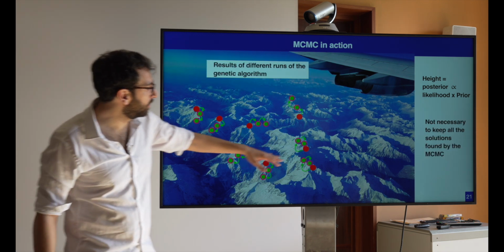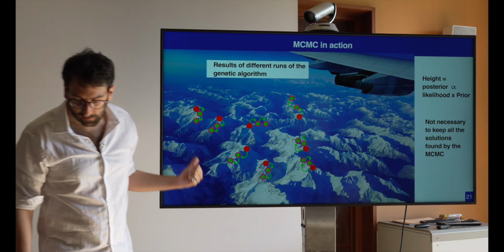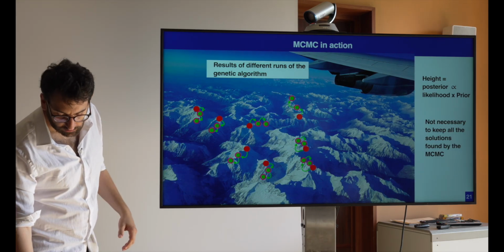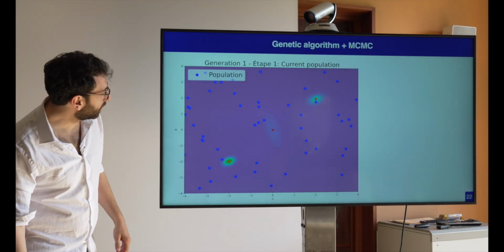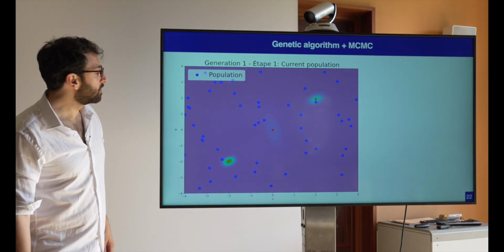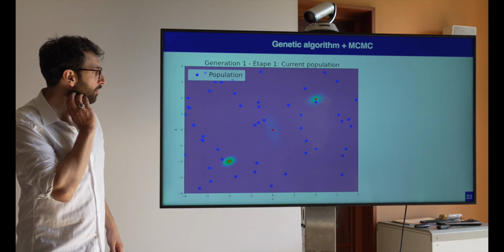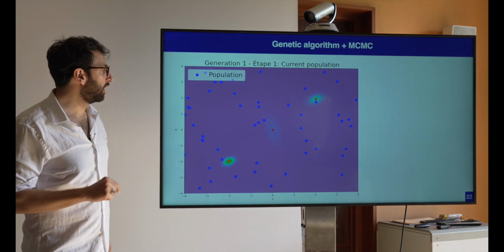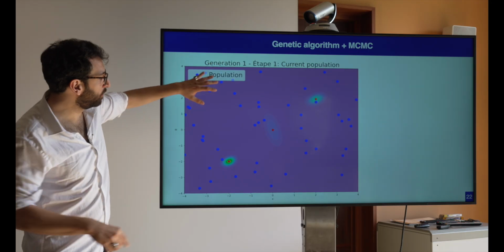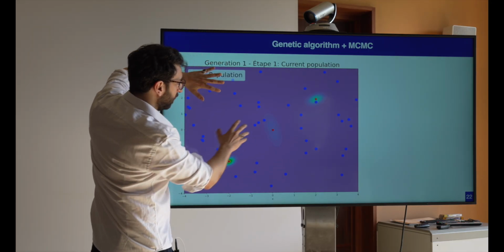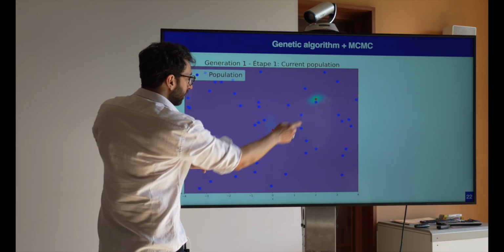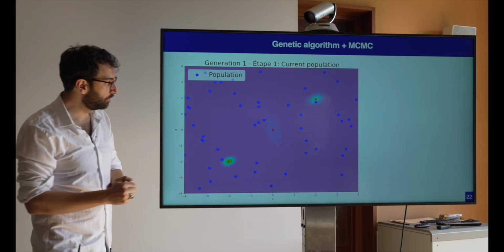So yeah, again, those were removed. You don't have to keep all of them to start your MCMC. But okay, just a quick recap of what the genetic algorithm is doing. At step one, you have a population in your parameter space, and you want to find the local likelihood maxima.